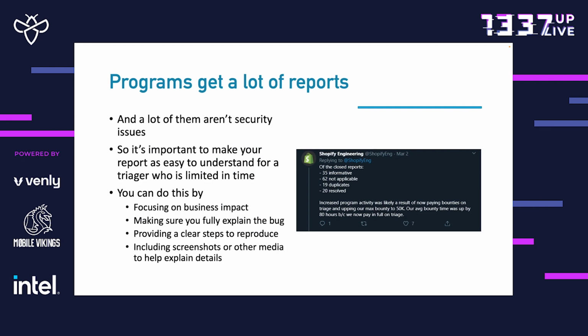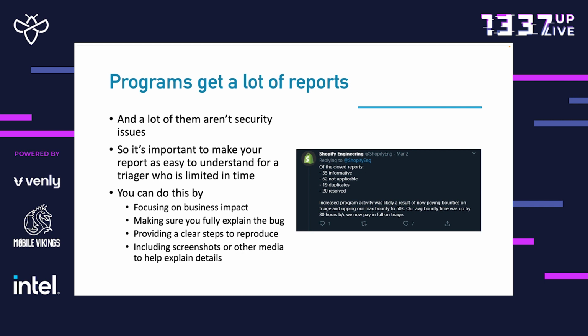And I think what's important here is that programs get a lot of reports, and a lot of them aren't security issues. So of the Shopify engineering reports, this was in March, I think 2019, 62 were not applicable. So they might be seeing a lot more not applicable reports than genuine reports. Now, a lot of reports can get misidentified as not applicable or lower than they should be. And that's really where impact comes in.